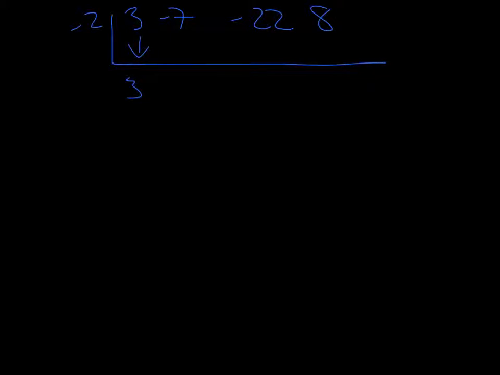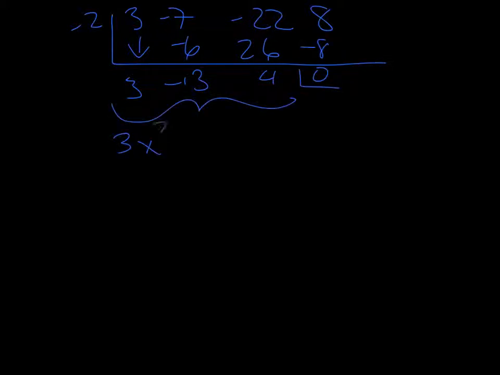So on the last screen, I'm just going to put this up again. We had this: 3, 6, negative 13, 26, 4, negative 8, 0. So what this tells me is this is 3x squared minus 13x plus 4. Because remember, this is my remainder, this is my constant term, this is my x, this is my x squared.